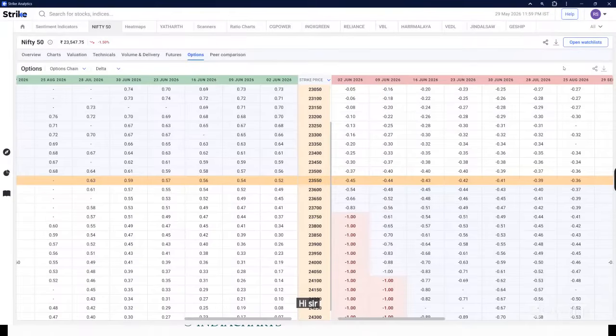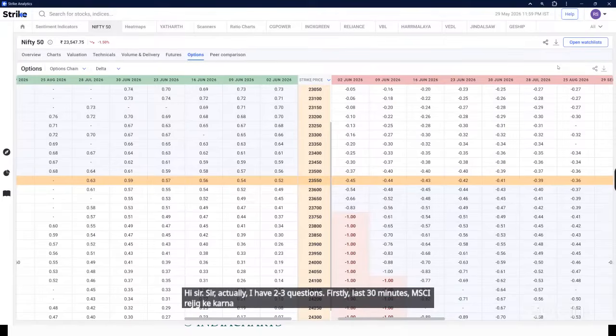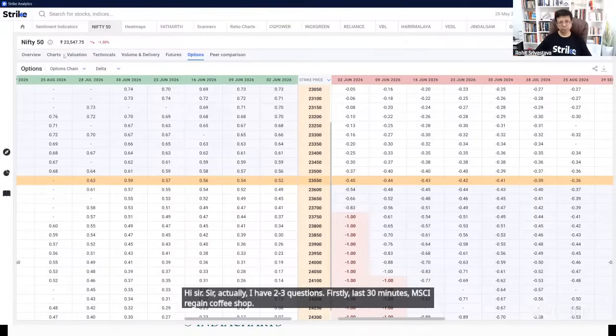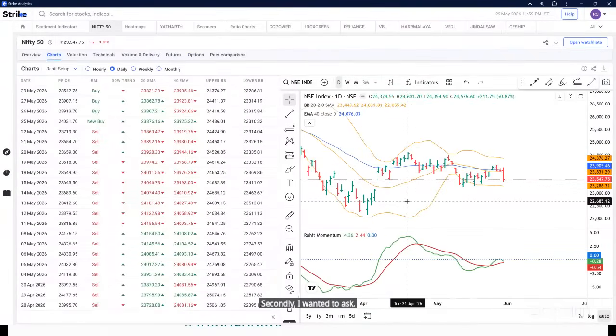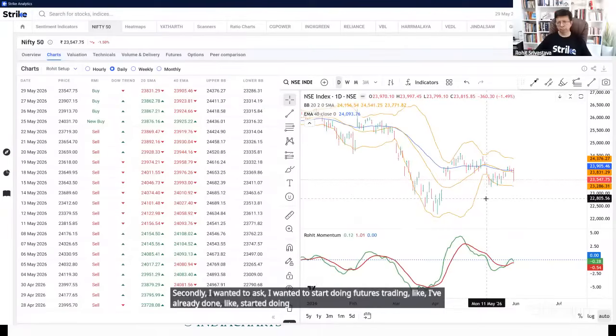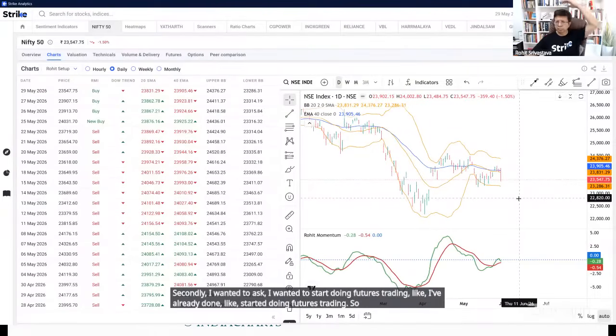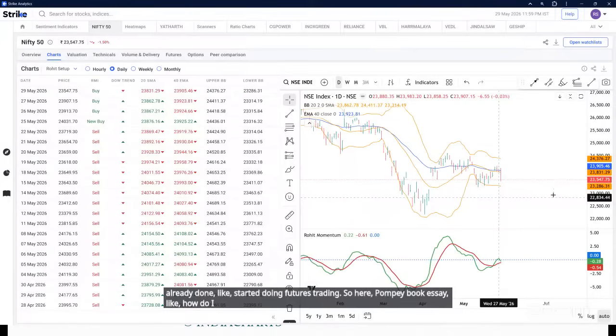Sir, actually मुझे 2-3 questions हैं. Firstly, last 30 minutes में हमने देखा कि MSCI रीजिक के कारण निफ्टी ने काफ़ी शार्प एकदम से फॉल आया. उसका मुझे पूछना था आपसे. And sir, secondly, I wanted to start doing futures trading. Like I already started doing futures trading. So ये प्लेटफॉर्म पे वो कैसे, how do I look at futures trading? Should be short build-up, long build-up, short covering, long covering.